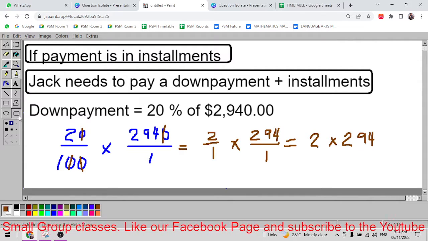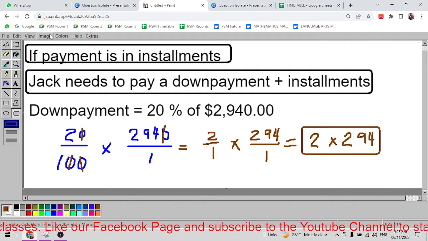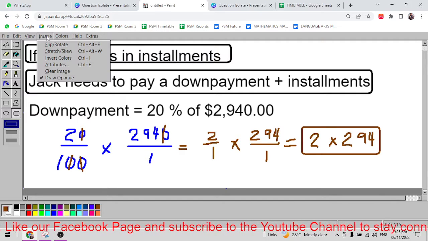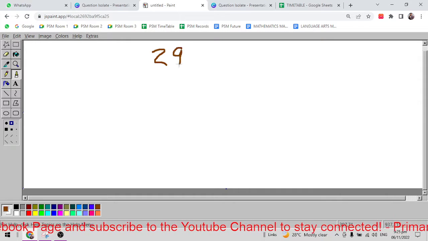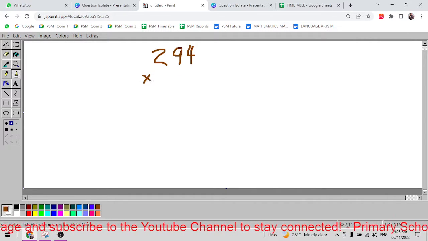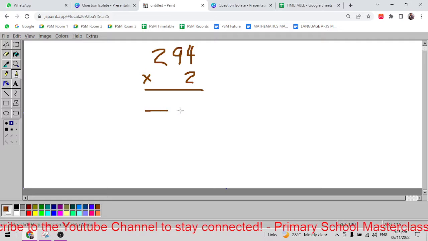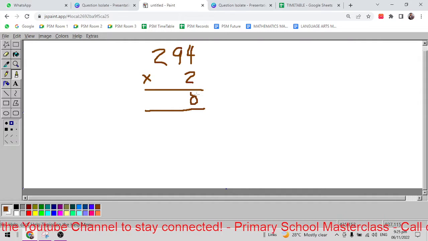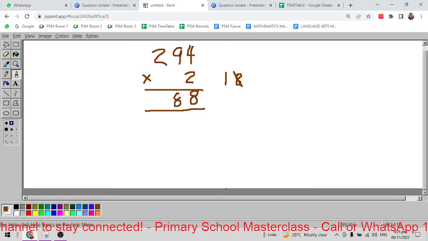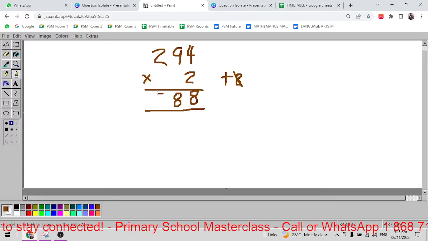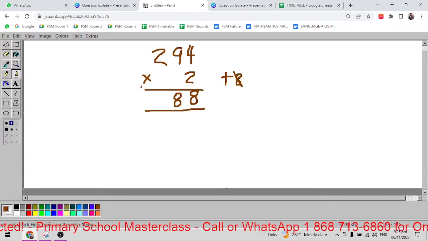And if you get something like that, please do it with some working. Sometimes you want to do that mentally. That's great if you can, but still do it with some working to make sure. So we're going to go 294 multiplied by 2. I'm all for you doing it mentally, but just to ensure you get it right, do it with some working here. So 4 by 2 is 8. 9 by 2 is 18. Cross the 8, put it there. 2 by 2 is 4 and 1 is 5. So Jack needs to pay $588 for the down payment.